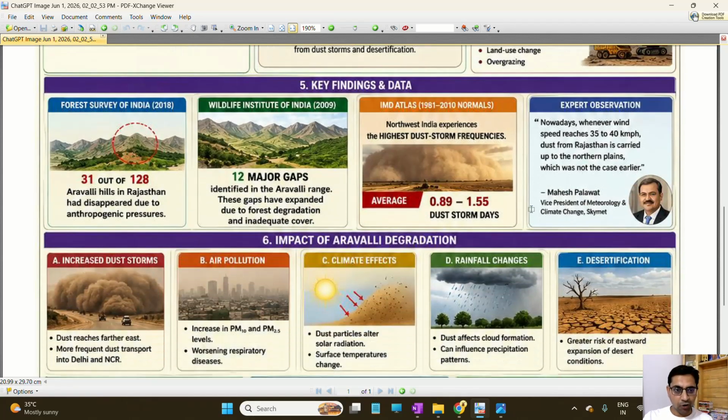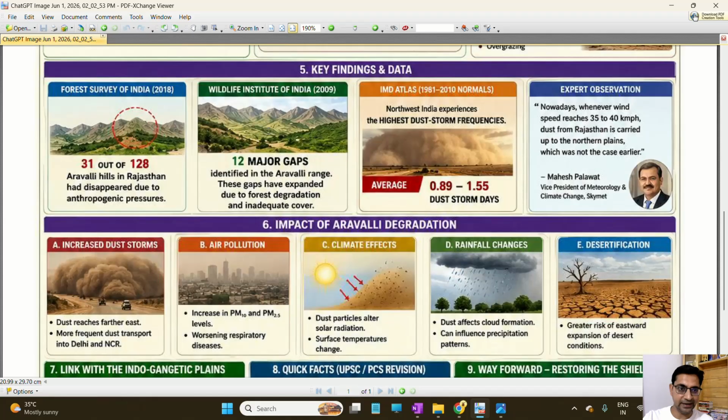Then there is a lot of data which shows that the Aravalli Range is degrading. First of all, there is a report of the Forest Survey of India in 2018: 31 out of 128 Aravalli Hills in Rajasthan have disappeared due to anthropogenic pressure. Second, in the report of the Wildlife Institute of India in 2009, 12 major gaps were identified in the Aravalli Range. These gaps have expanded due to forest degradation and inadequate cover. Because of these gaps, a lot of air comes through and moves towards the northern plain.